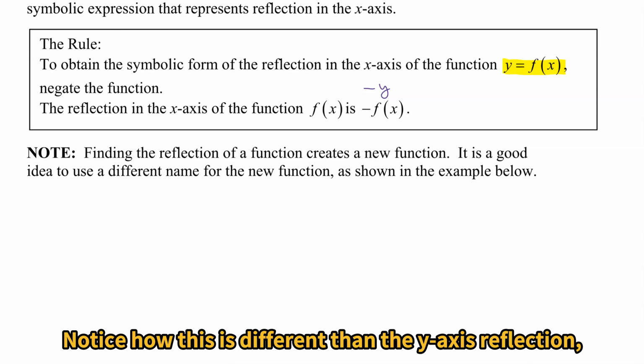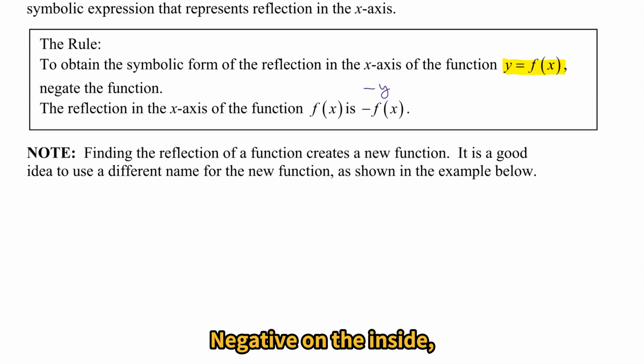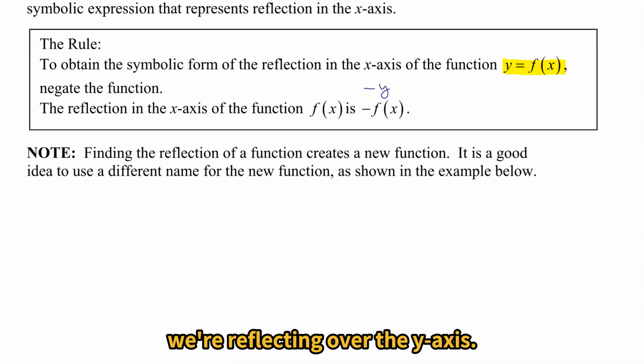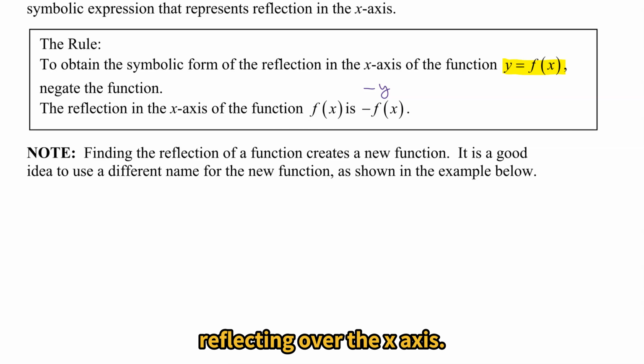Notice how this is different than the y-axis reflection, f of negative x. Notice where the negative is. Negative on the inside, we're reflecting over the y-axis. Negative on the outside, we're reflecting over the x-axis.